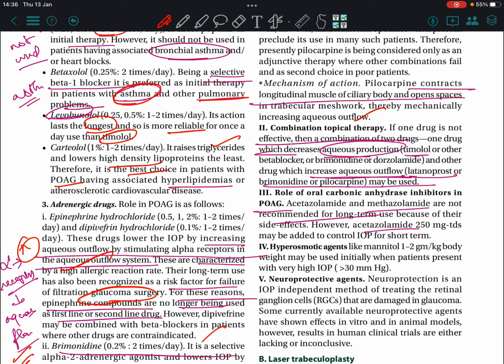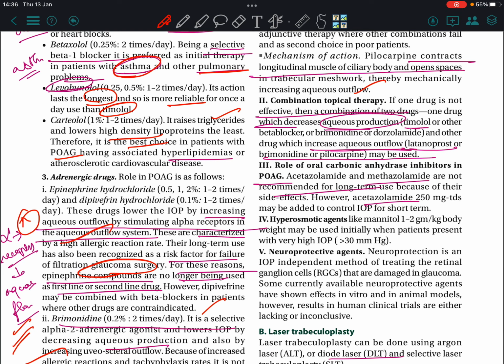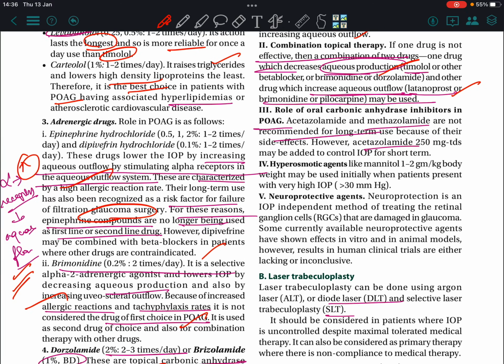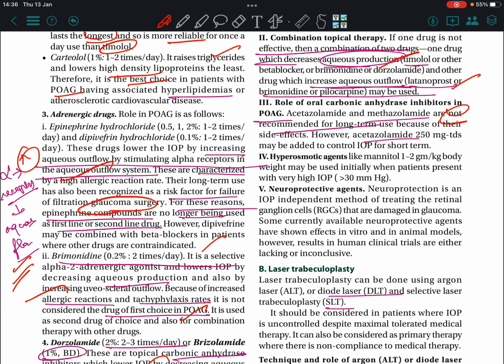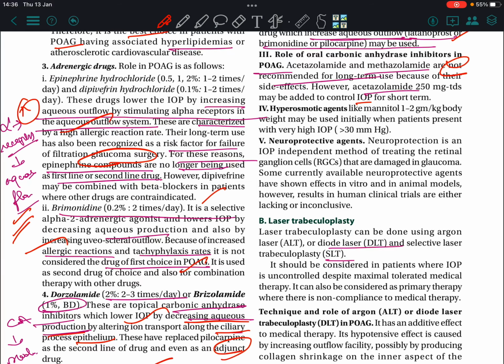Combination topical therapy: if one drug is not sufficient, then a combination of one drug which decreases aqueous production and another drug which increases aqueous outflow is used. Similarly, a beta blocker and prostaglandin can be used. Role of oral carbonic anhydrase inhibitors: acetazolamide and methazolamide are not recommended for long-term use because of their side effects. However, acetazolamide 250 mg TDS may be added to control IOP for a short period. Hyperosmotic drug: mannitol 1 to 2 gram per kg body weight may be used initially when the patient presents with very high IOP.